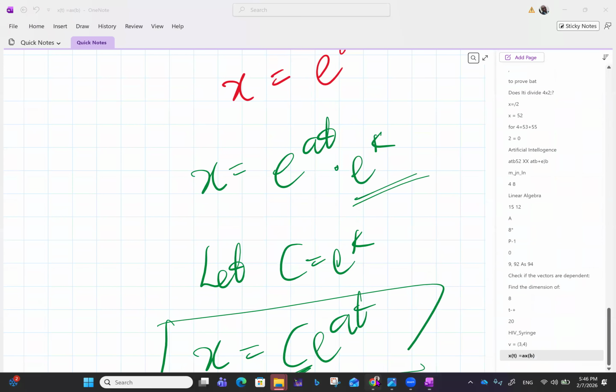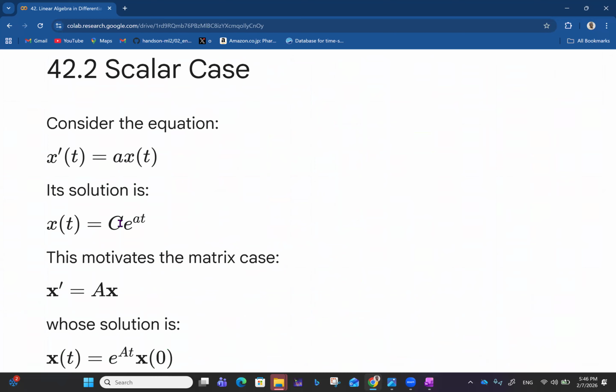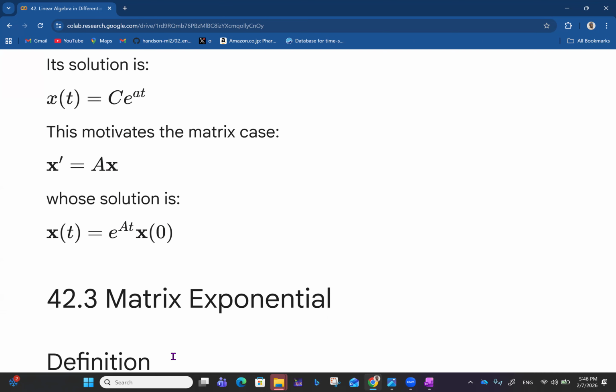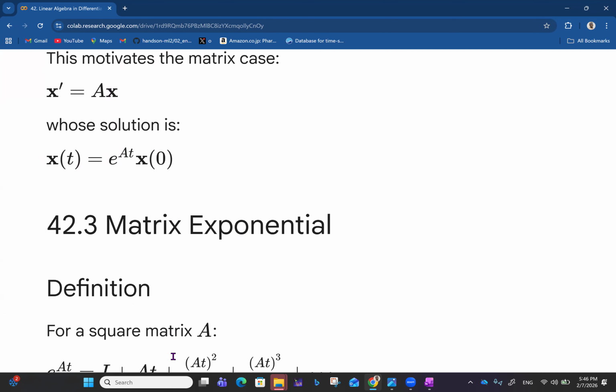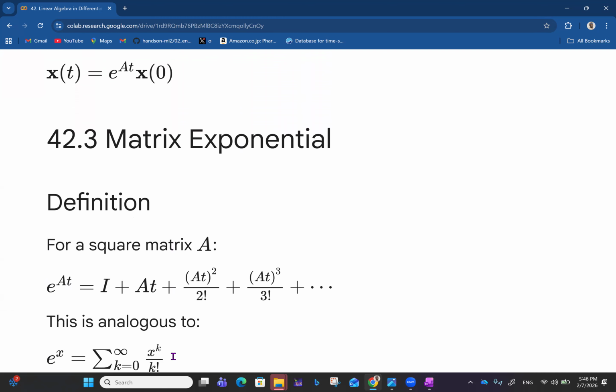So from that idea, we can then have the motivation for the matrix case, where we now have x prime equals A x. A now becomes the matrix of coefficients, multiplied by x. So in this case, the solution now looks like e raised to the power At, where A is the matrix still. And you have x naught, that's the initial condition. All right, so now let's talk about the matrix exponential.